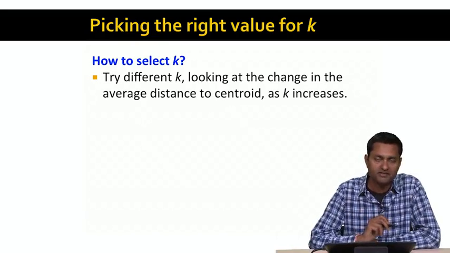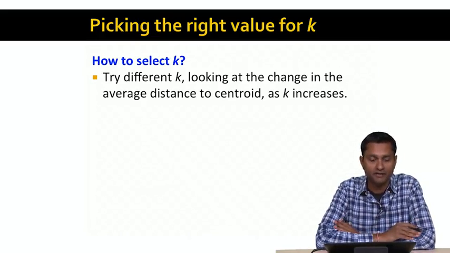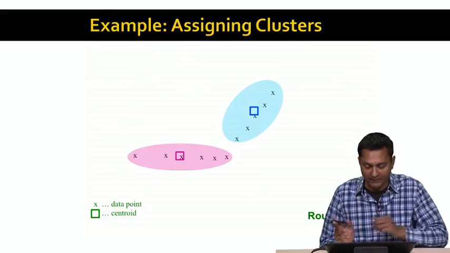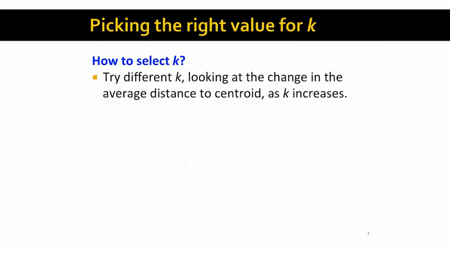Now, an important question here is how do we pick the right value of k? In the previous example, we arbitrarily picked k equal to 2, and that actually turned out to be the right value for that data set, because you can see that there are roughly 2 different clusters of data points here. But in general, how do we know what the right value of k is up front so that we can pick the number of clusters up front?